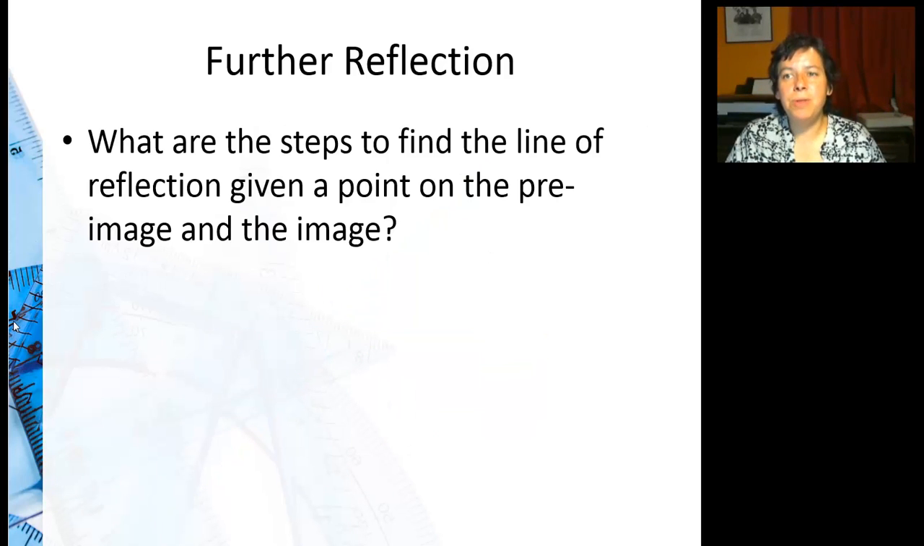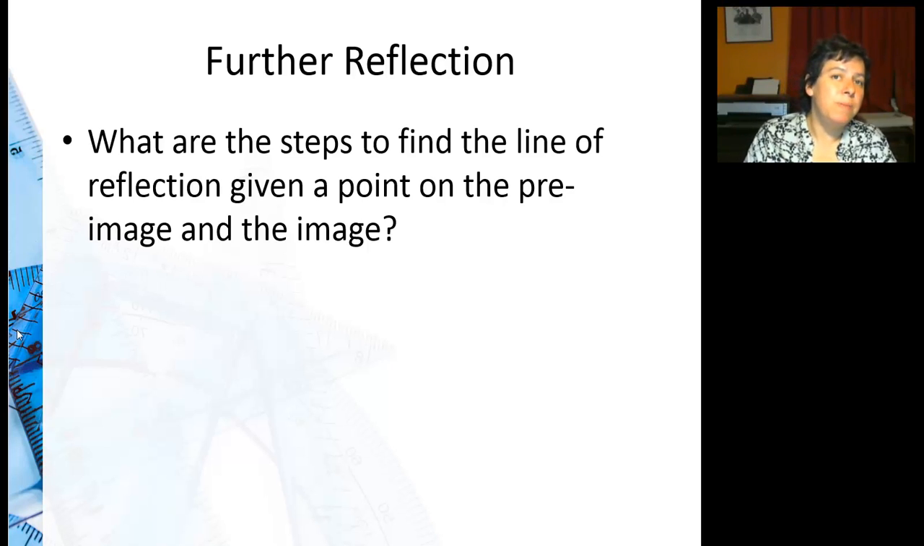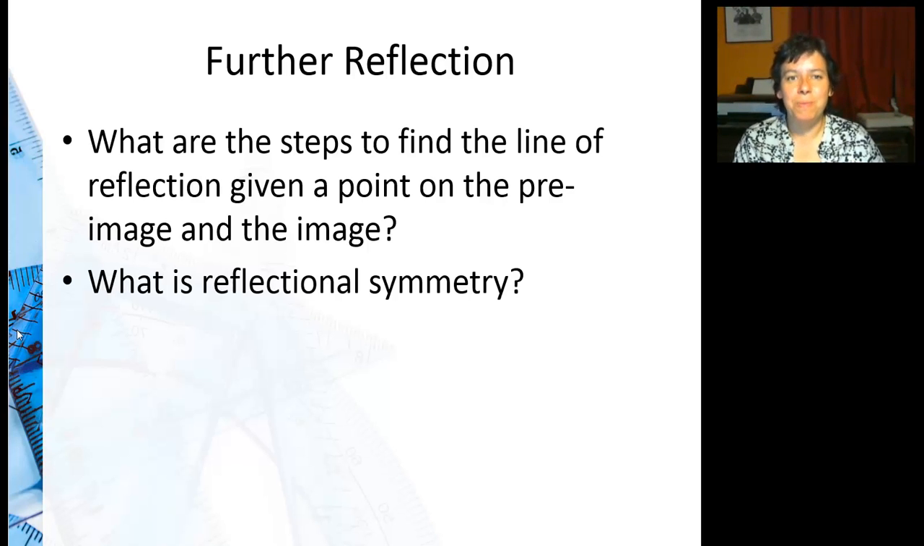So for further reflection, what are the steps to find the line of reflection given a point on the preimage and the image? They are the perpendicular bisector steps. In other words, find the midpoint, find the slope and do negative reciprocal, and do point slope form. You're going to be doing this the whole year, so get used to finding perpendicular bisectors. And then what is reflectional symmetry? When do I have a line of reflectional symmetry?